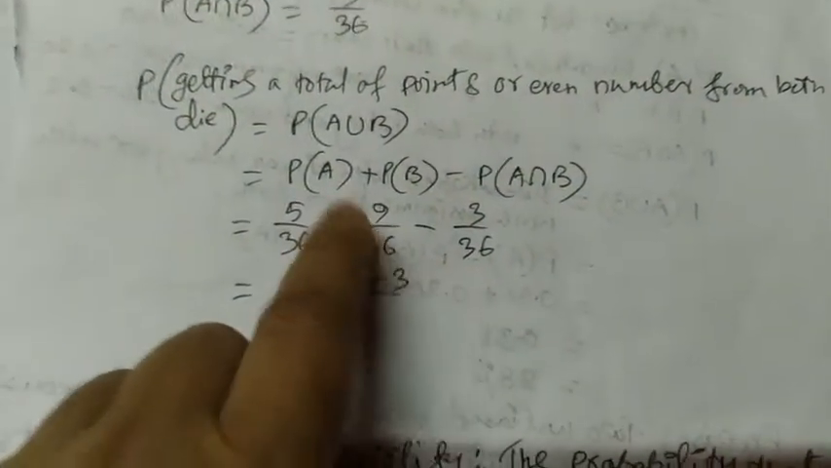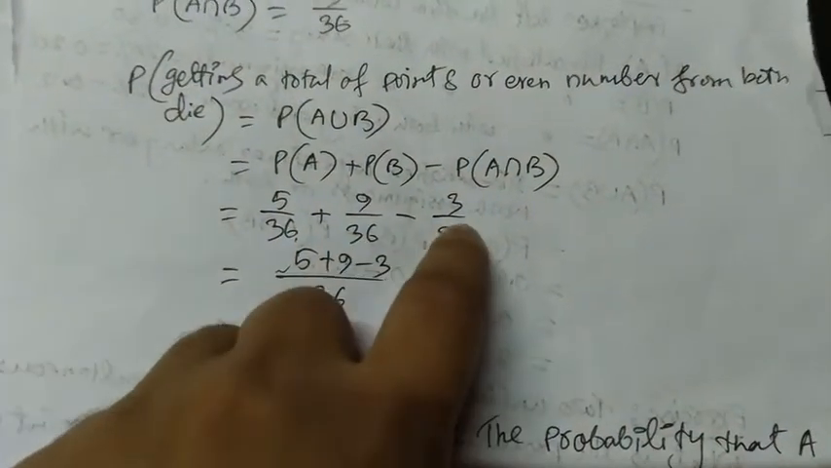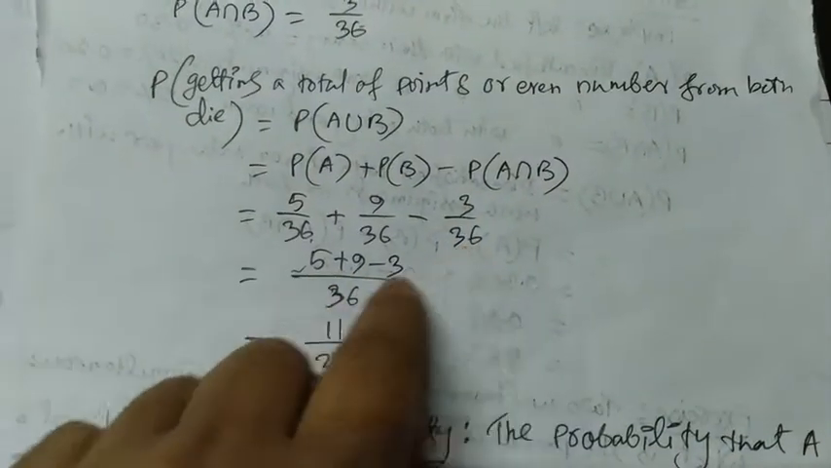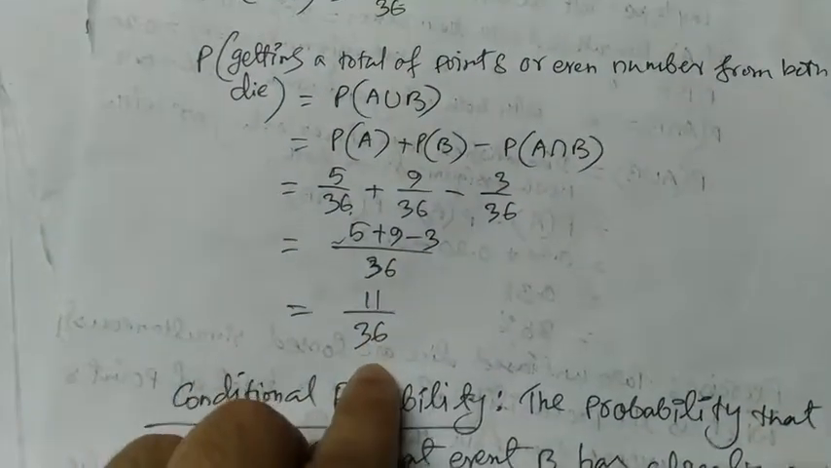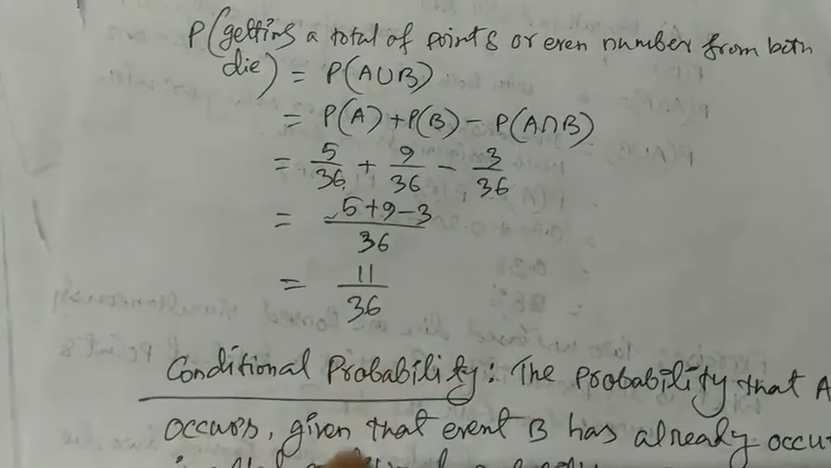If you put it there, probability of A is this one, probability of B is this one, and probability of A intersection B is this one. If you calculate it, we get 11 divided by 36.